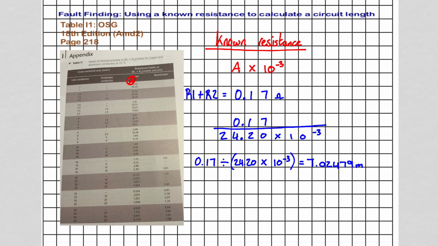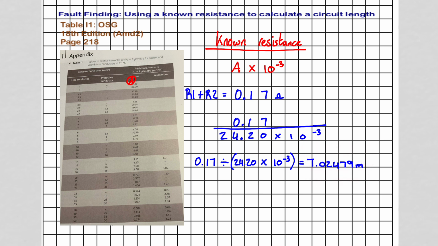Now, if this is correct, we know that the circuit is healthy. If this figure is not correct, if we know this circuit is perhaps only 5 metres long, then the fact that this is showing us 7 metres implies that there is too much resistance within the circuit, given that this is a constant for a 1.5. So we would be looking for a high impedance joint somewhere within the circuit.